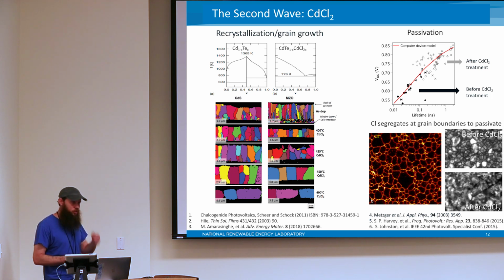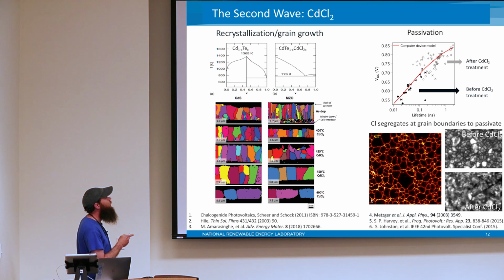So now the question is, what is it doing? It results in this recrystallization and grain growth. If you look at cadmium telluride and look at the phase diagram here, you have to go to over 1,000 degrees C to start going and kind of melting things.